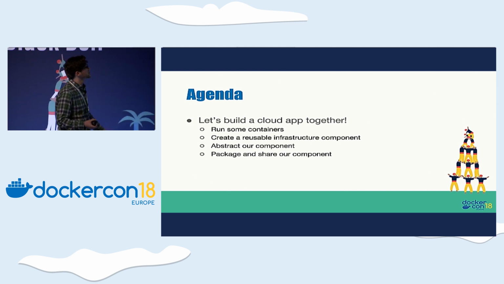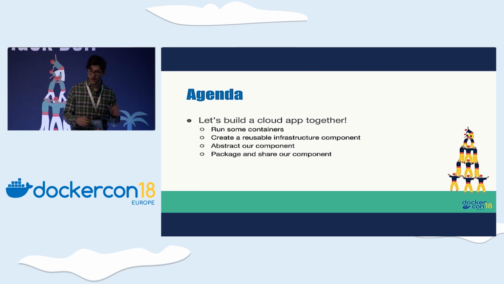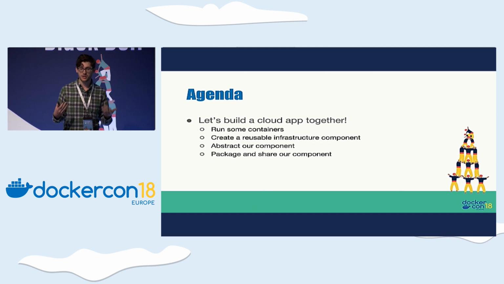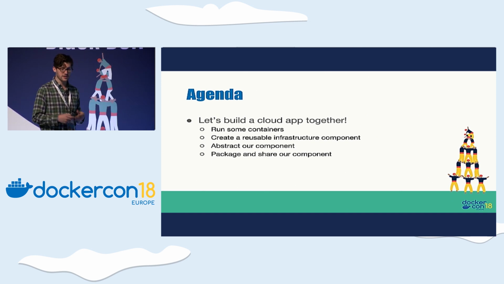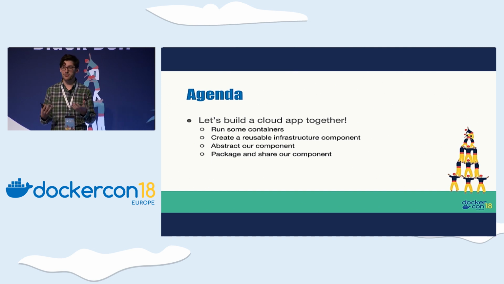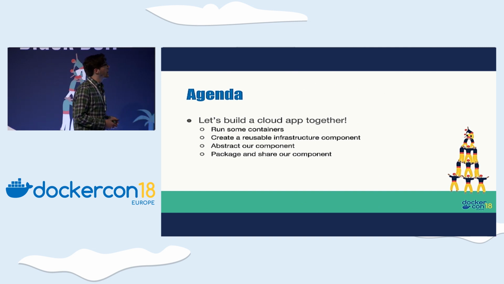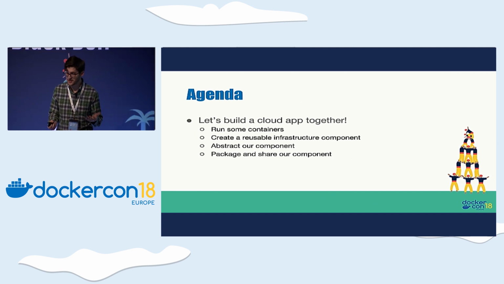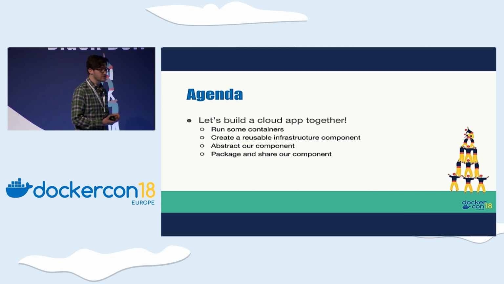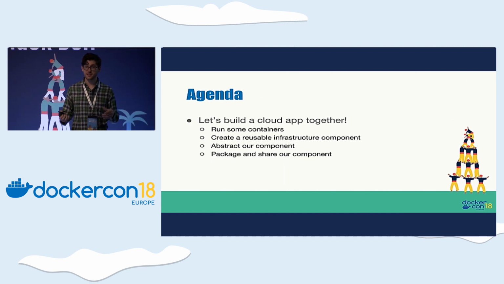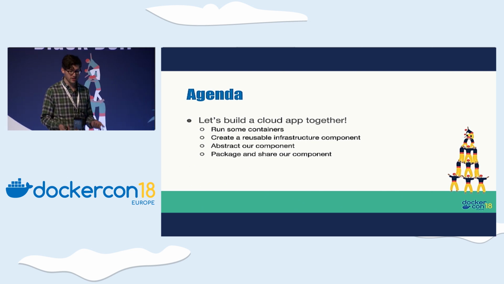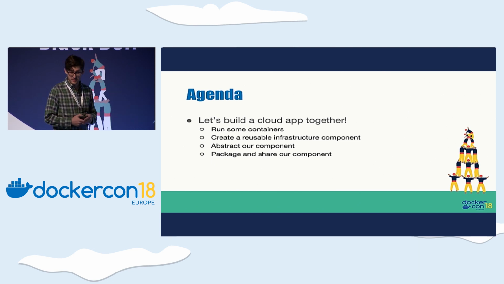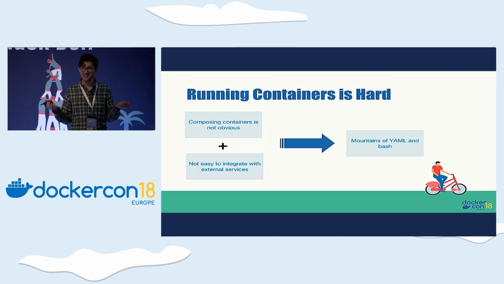I'm going to be running some containers as part of this demo, as we do sometimes. But what I also want to do here is we're going to build a reusable component, not just some infrastructure. So some part of our application I want to make reusable. We want to make some component of our infrastructure that's also abstract, something that can be implemented in a couple different ways. And finally, when we're done, I want to have something that we've built together that we can package and share in a non-trivial way.